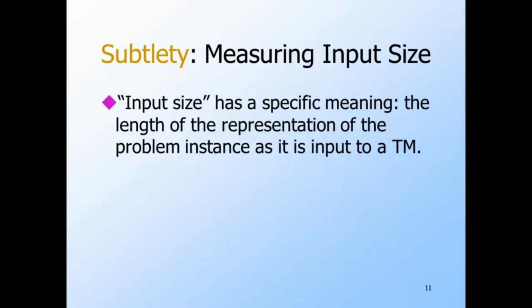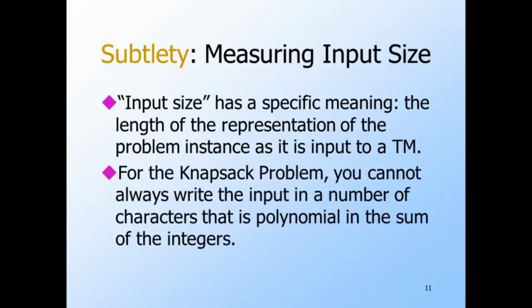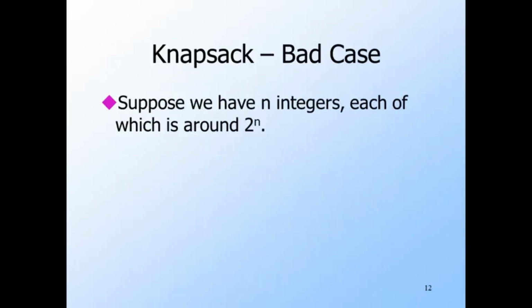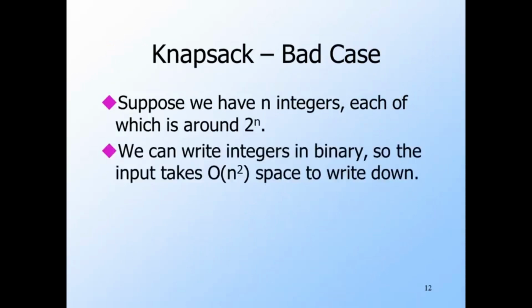But we can't just define input size to be the sum of the integers in the input. The input size is always the number of cells it takes to write the input on a Turing machine tape. For the knapsack problem, this input length is not necessarily polynomial in the sum of the integers, as we shall see on the next slide. The longest input length occurs if we have n integers, each of whose values is about 2 to the n. If we write the integers in binary, the input to the Turing machine is order n squared in length.